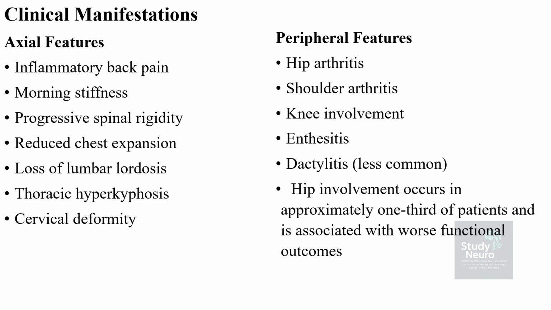Peripheral joint involvement commonly affects the hips, shoulders, or knees, while enthesitis causes inflammation where tendons or ligaments attach to bone. Dactylitis, which causes diffuse swelling of an entire digit, is less common. Hip involvement is especially important because it occurs in approximately one third of patients and is linked to poorer functional outcomes. It matters clinically.